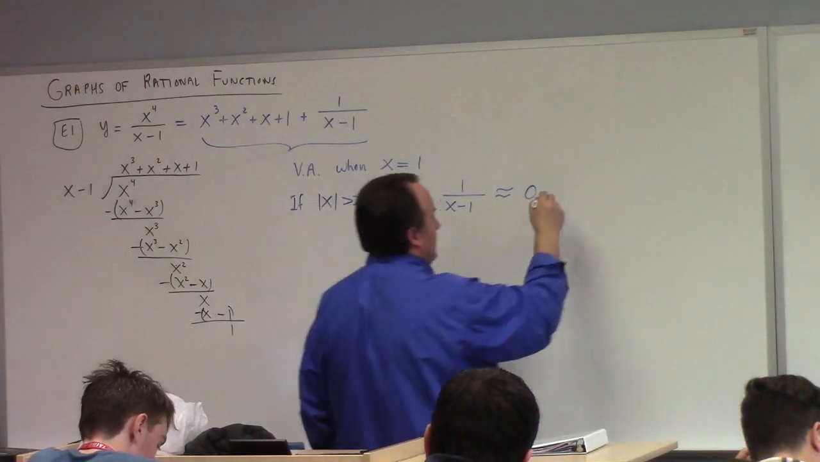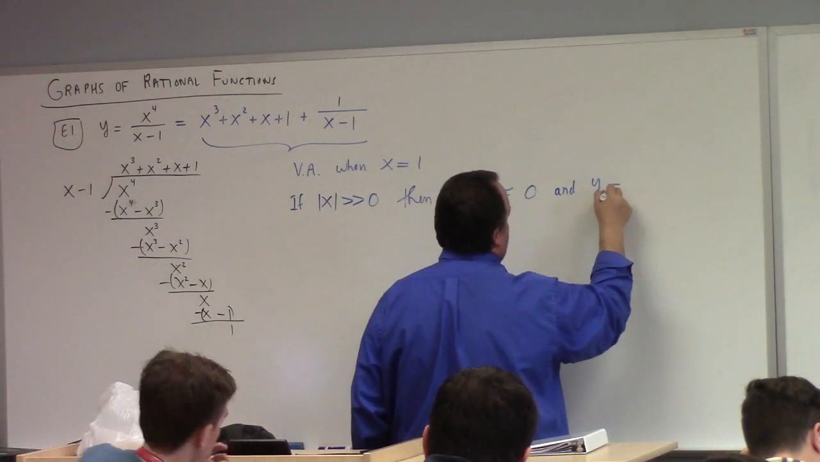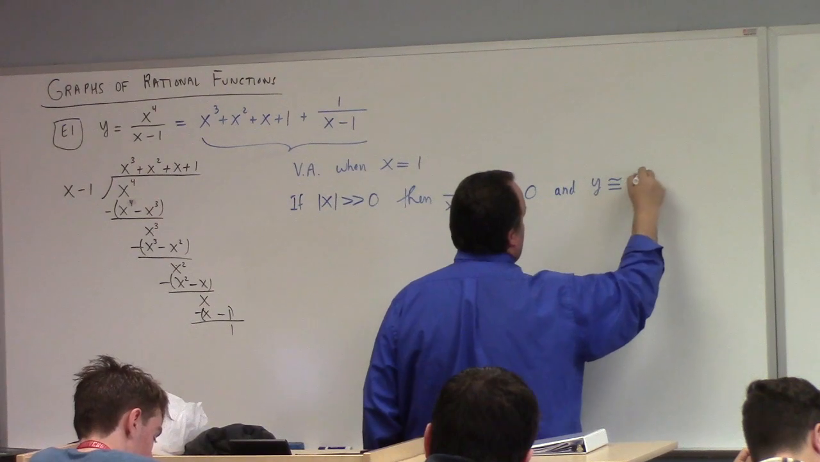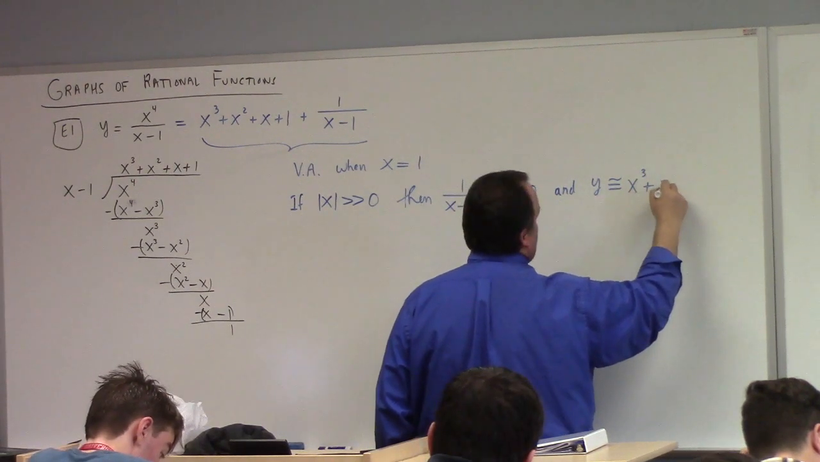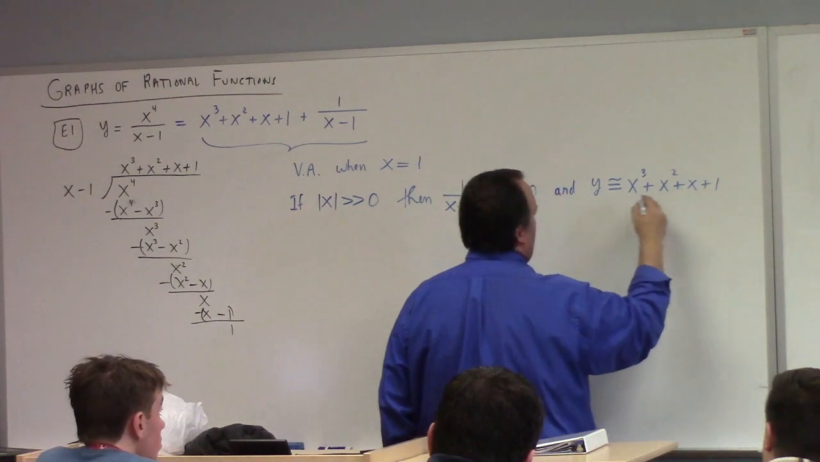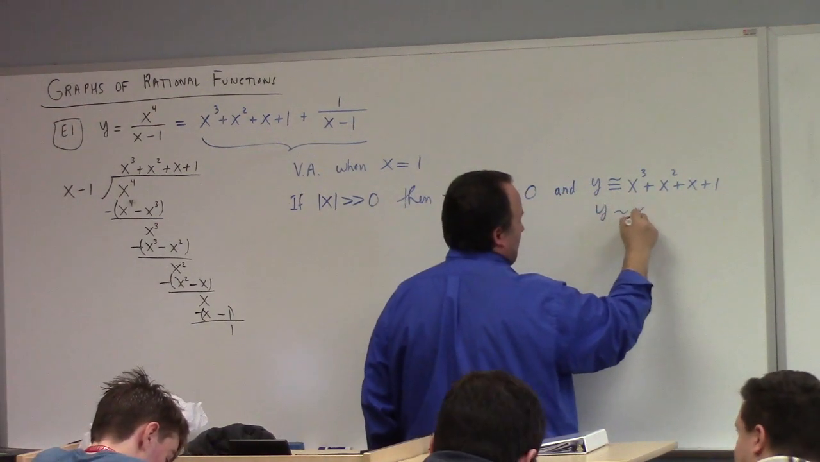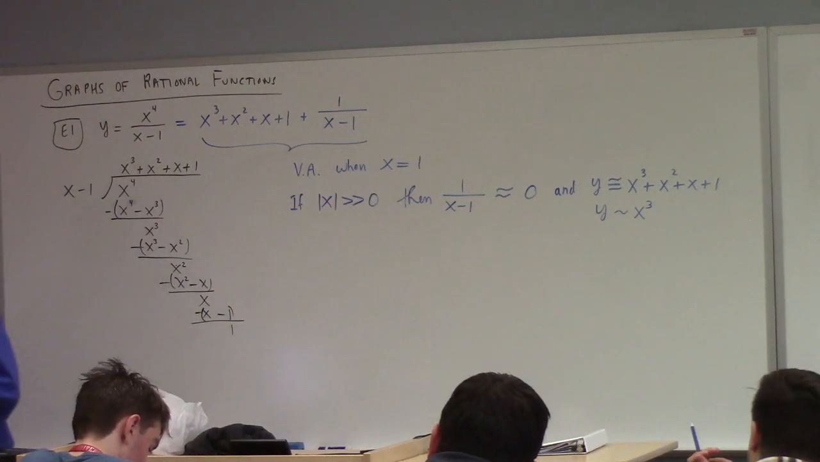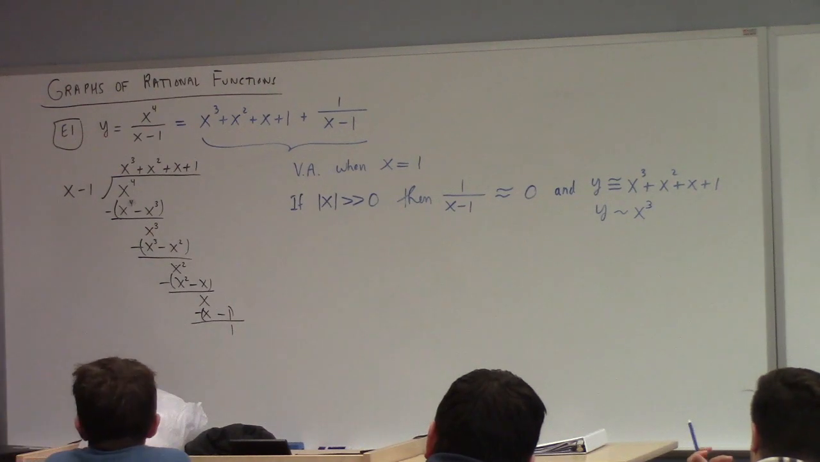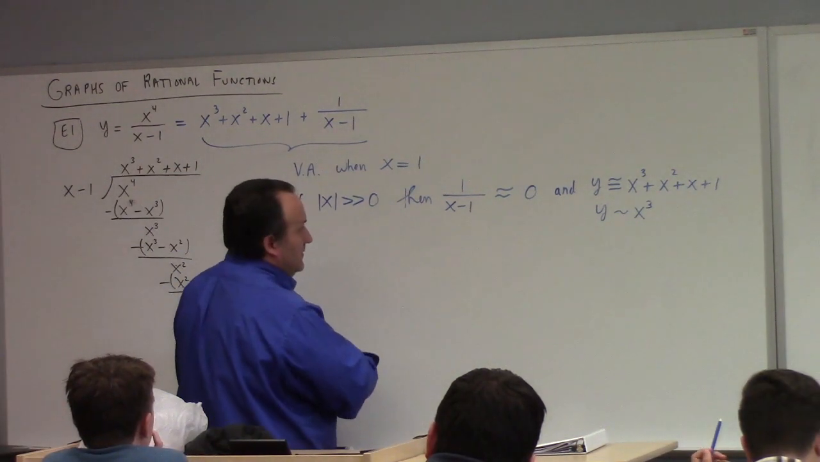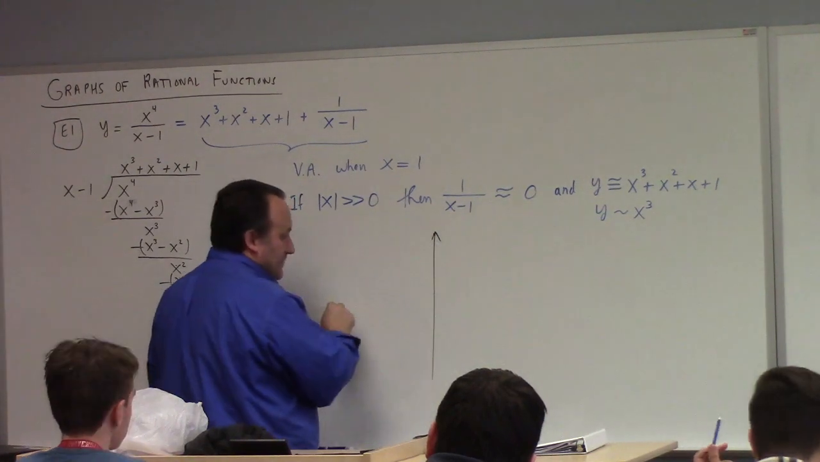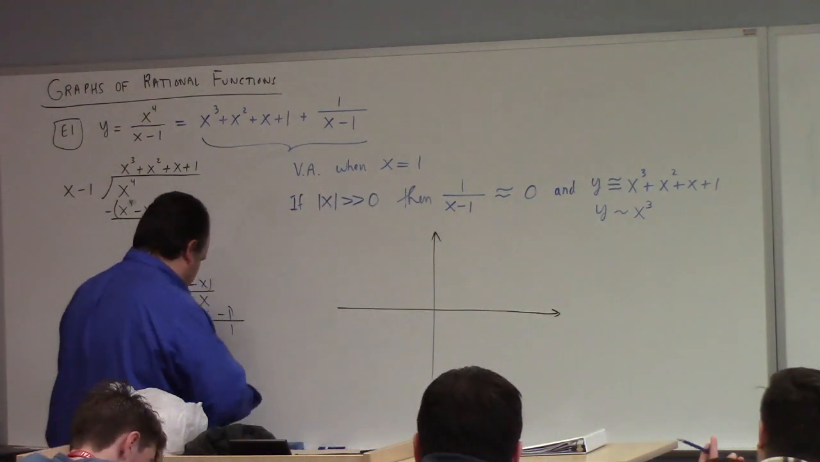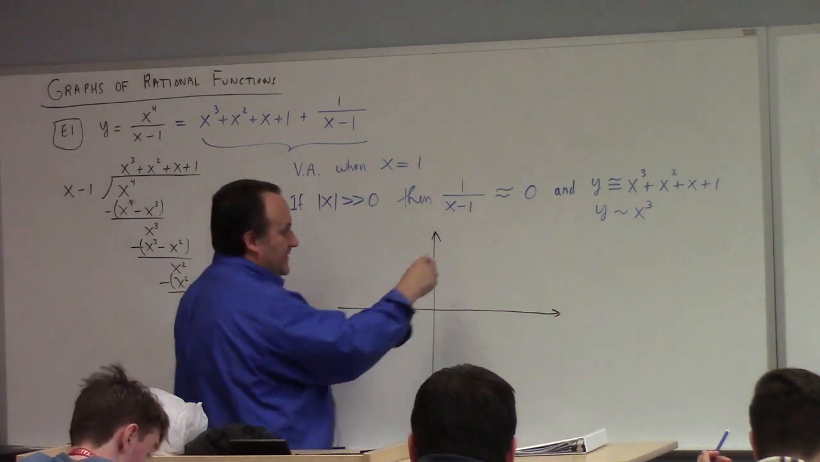And what do we have? Well, y is approximately just x cubed plus x squared plus x plus 1. But really, we just have y is approximately x cubed, if we're looking at really, really large values of x. So graphically speaking, here's what goes on. To a reasonable approximation, the picture of the graph looks something like this.